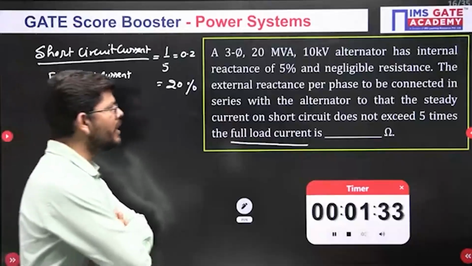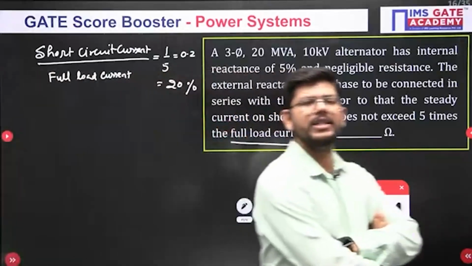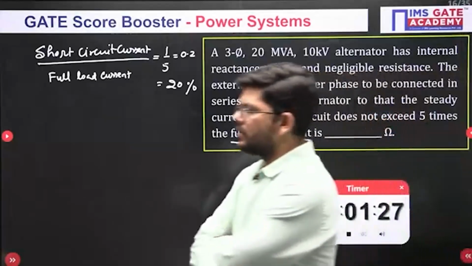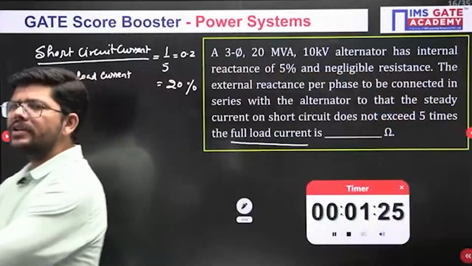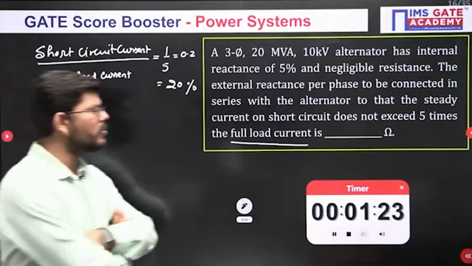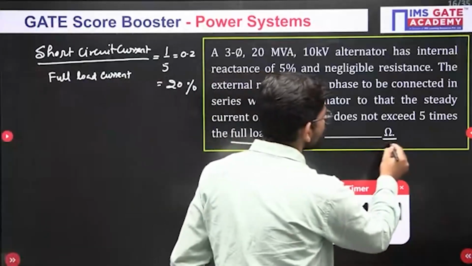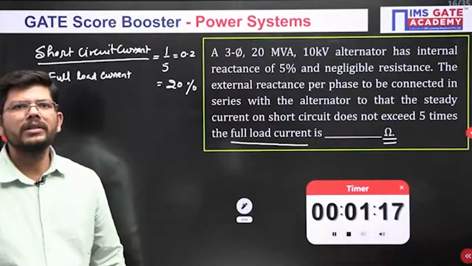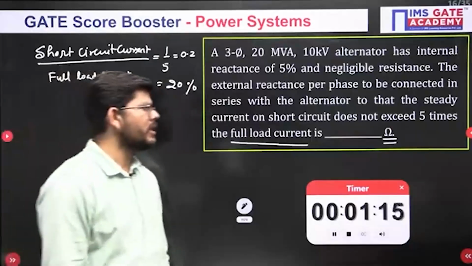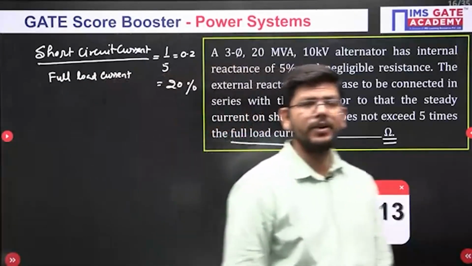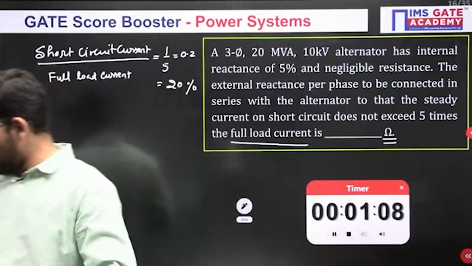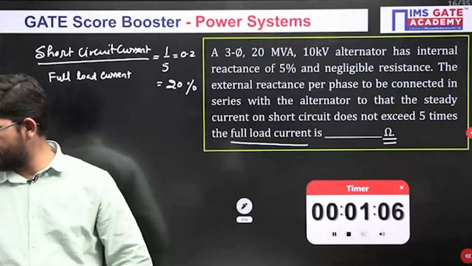You have to find out the value of the external reactance added, and you have to answer in terms of ohms, not in per unit. Be very clear about this. These are the common mistakes that anybody can make in fault analysis, whether we have to answer in ohms or in per unit.